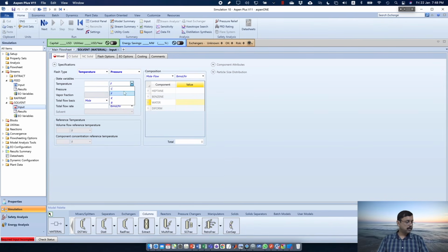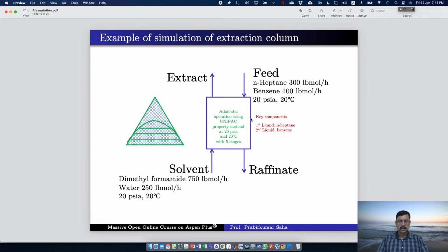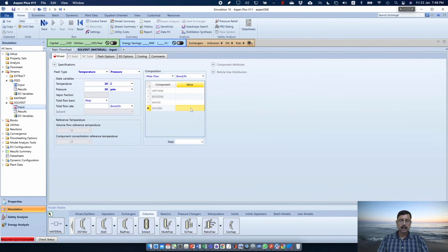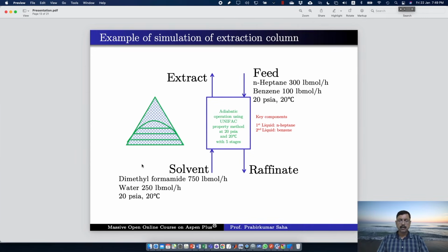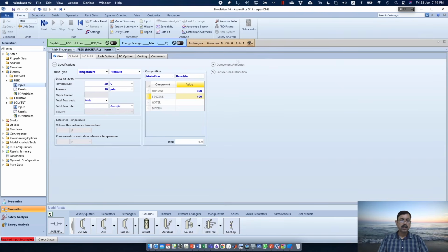Next, it is 20 degrees centigrade, 20 psi, solvent, dimethyl formamide 750 and water 250. Now we will use the UNIFAC method. Press next. Now we have done the property analysis, but we have to check whether the separation through extraction is possible in the first place.